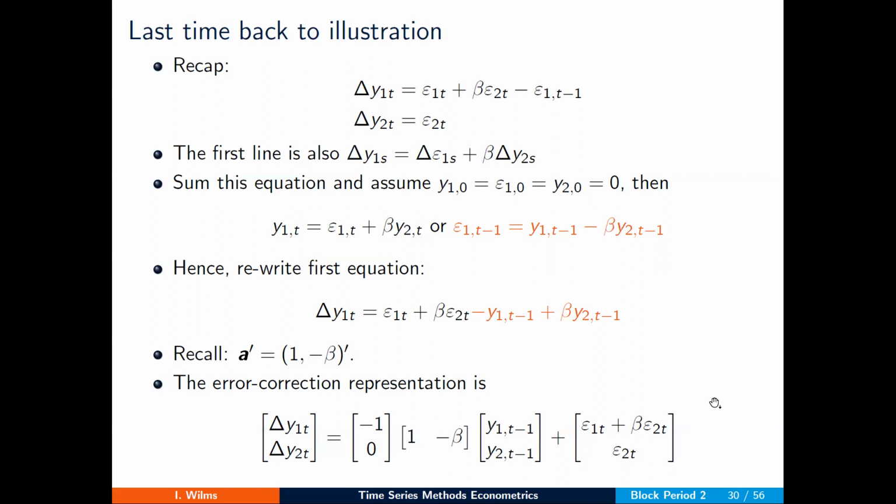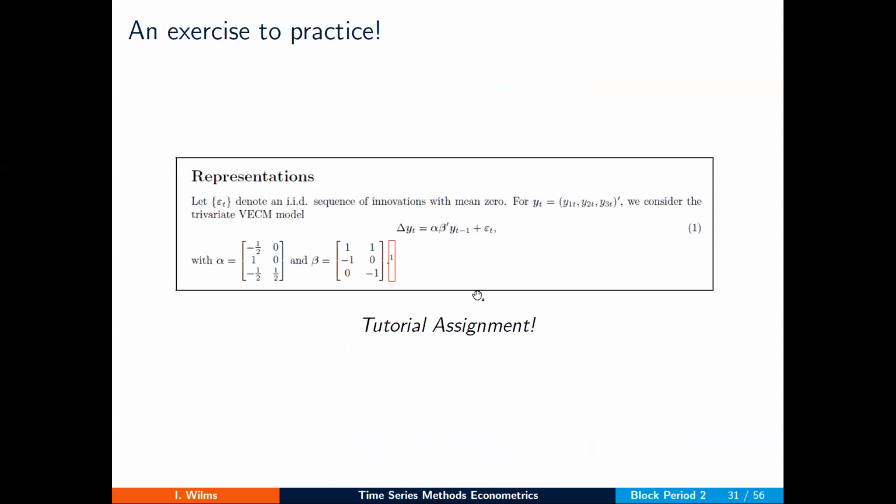Now we've seen today 3 representations, and we illustrated them on one underlying example. In order to really understand how to write a co-integrating system in a certain format, it is a good exercise to dive into these representations yourself to get a better feeling with them. And that is exactly what you will do in your tutorial assignment.